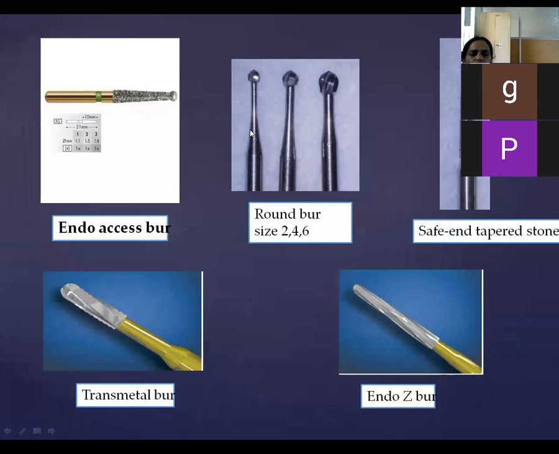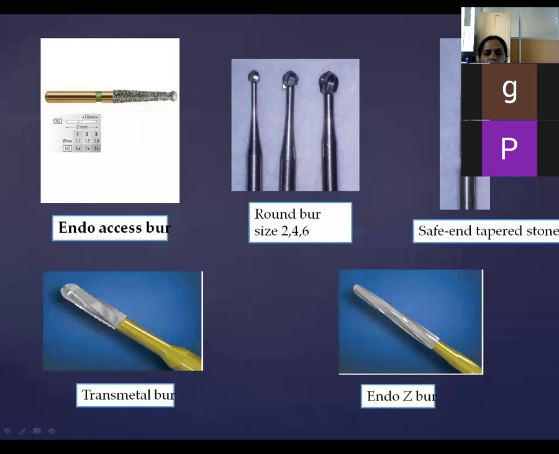So first, whenever you take the access, the first entry into the pulp chamber is done with the help of a round burr. And the size of this burr depends on the size of the pulp chamber. Like in a central incisor, the pulp chamber size is big, so you can use the 4, or if the patient is young, you can also use the number 6 burr. Next, after taking a drop inside the pulp chamber, you have to remove the extra roof of the pulp chamber.